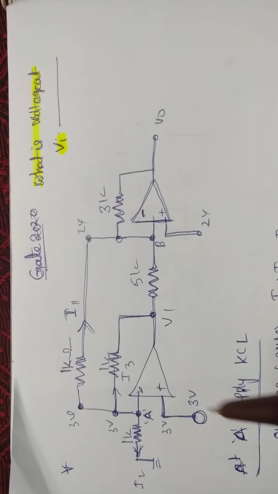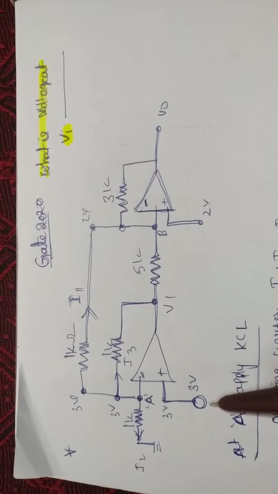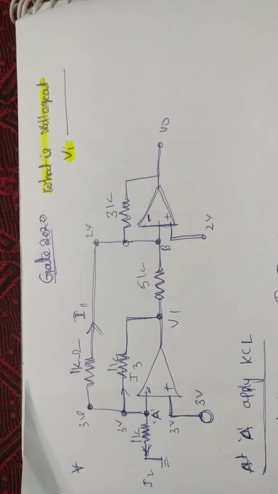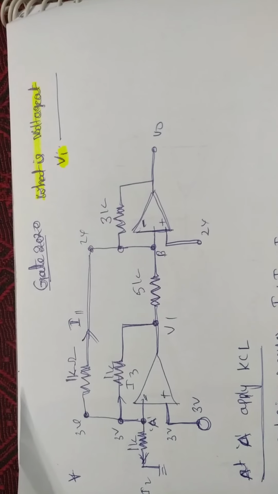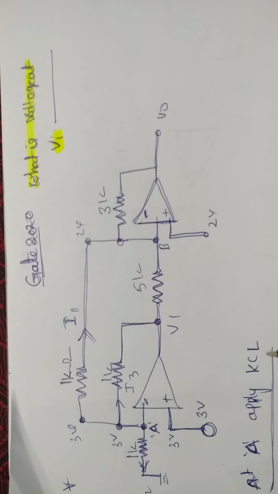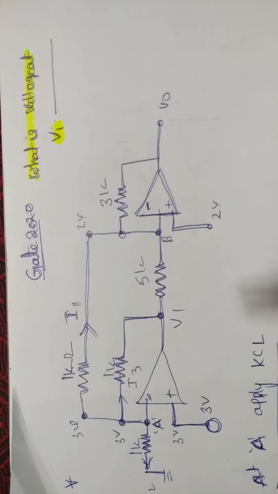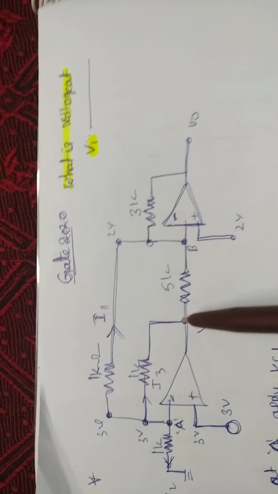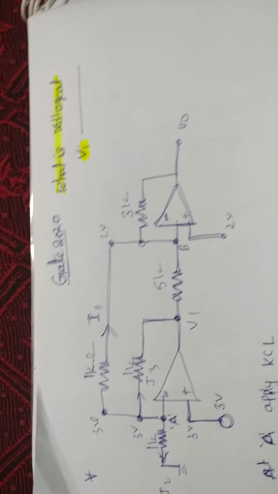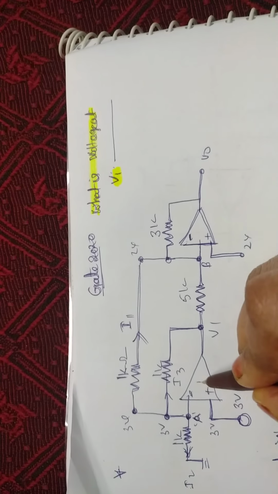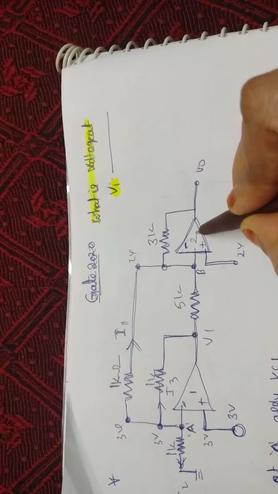Normally in the GATE paper they always try to make the circuit complex, but it's a very easy and simple question, even though the circuit looks more complex. Here we have to find the voltage V1. If you see, there are two operational amplifiers. This is circuit 1 and this is circuit 2.